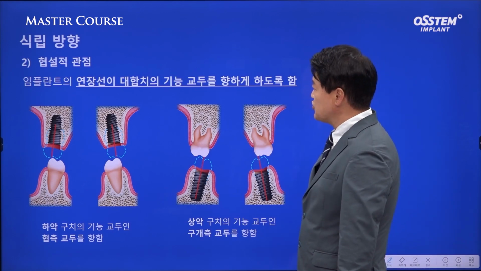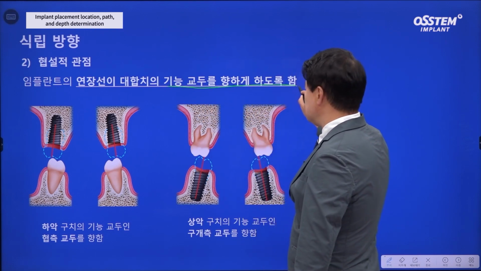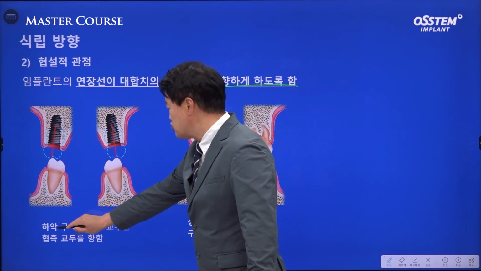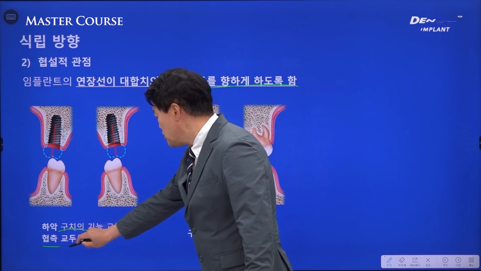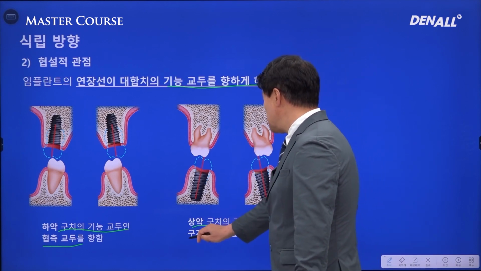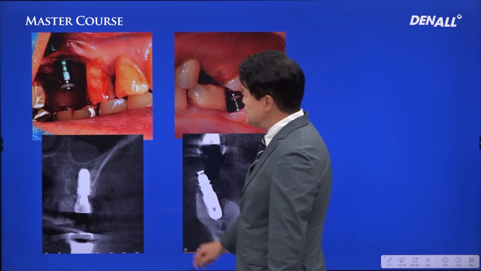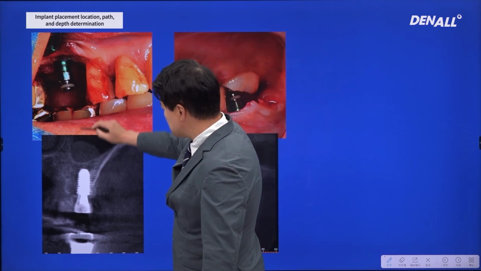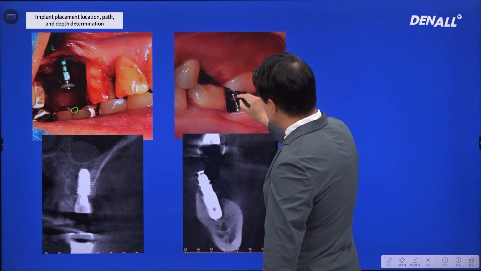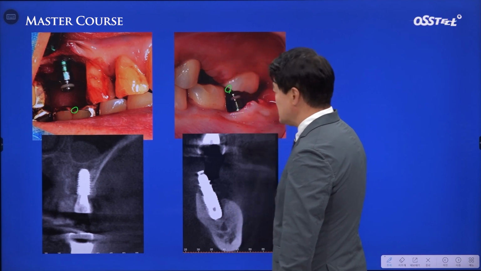Lingually, the extension of the implant axis should be toward the functional cusp of the opposing tooth. The direction of the maxillary posterior implant should be toward the functional cusp or buccal cusp of the lower posterior tooth. And when we place an implant in the posterior of the mandible, it should be directed toward the palatal cusp, the functional cusp of the upper posterior tooth. If you look here, an implant is placed in the maxilla, and it is toward the buccal cusp of the lower posterior. And if an implant is placed in the mandible, it is toward the palatal cusp of the upper tooth.